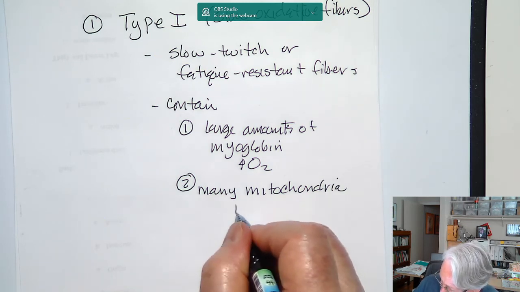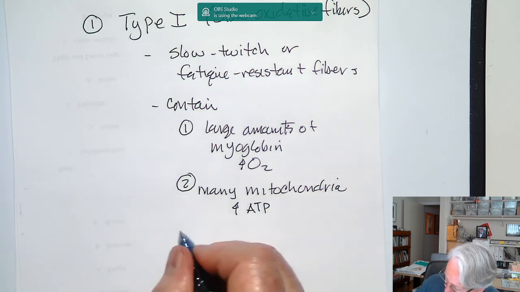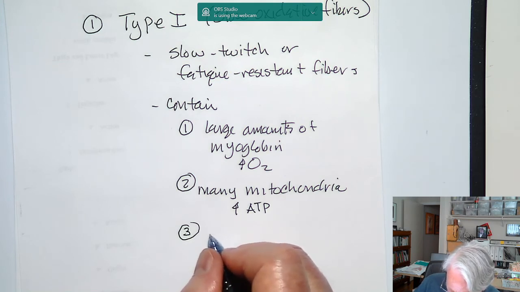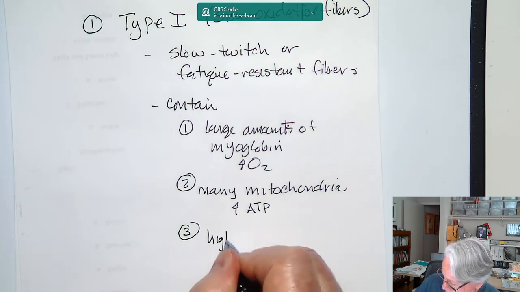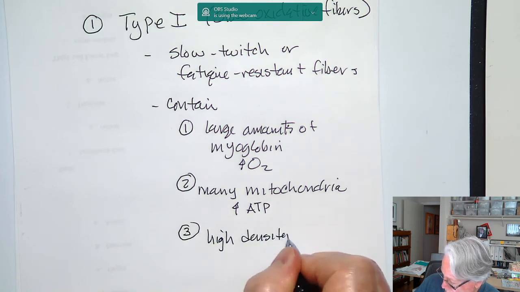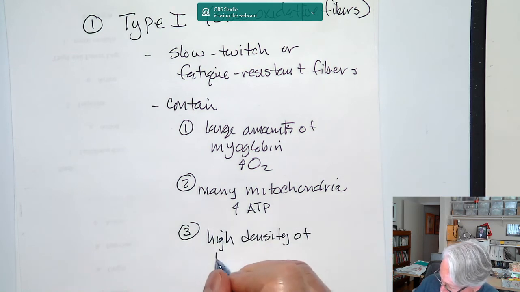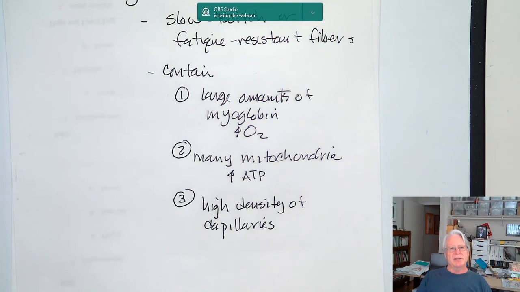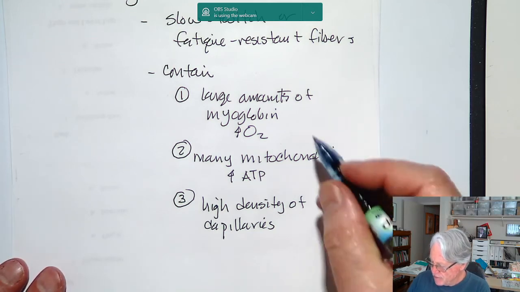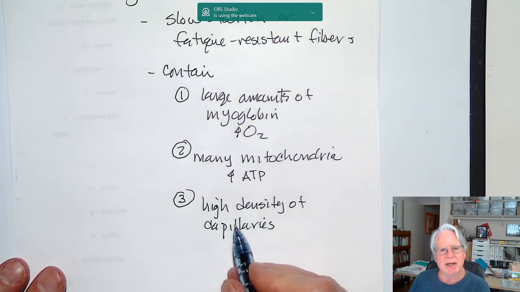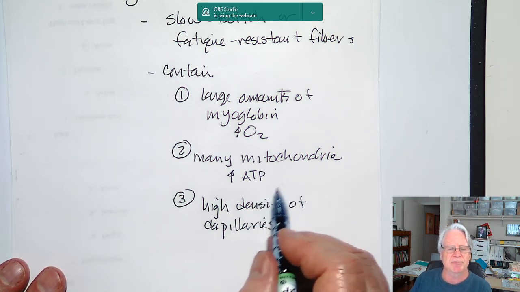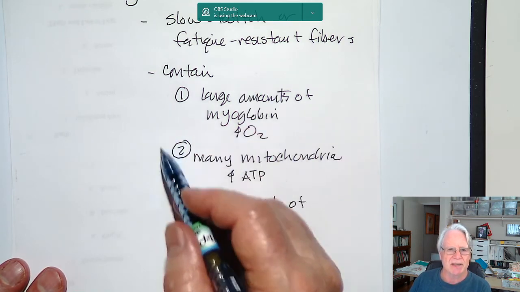So we can produce a lot of ATP. And number 3, high density of capillaries surrounding these muscle cells. Okay, so I've got plenty of oxygen. I've got a supply of new oxygen and new nutrients, and I've got a lot of mitochondria, so I can produce a lot of ATP with these ingredients here.